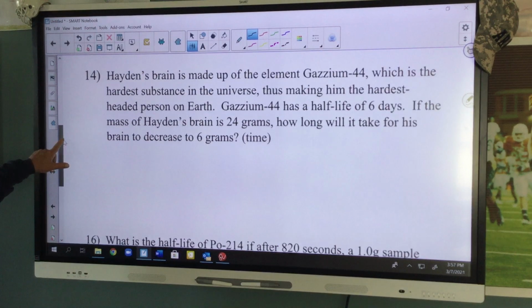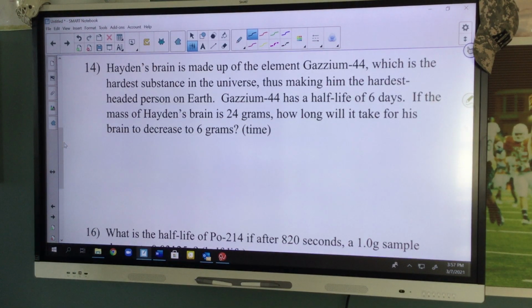Next problem. Hayden's brain is made up of the element gallium-44, which is the hardest substance in the universe, thus making him the hardest-headed person on Earth.